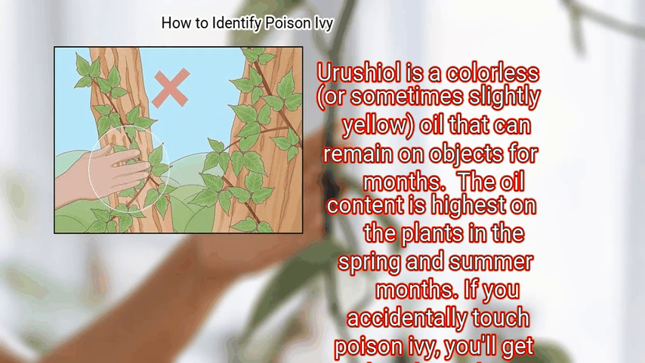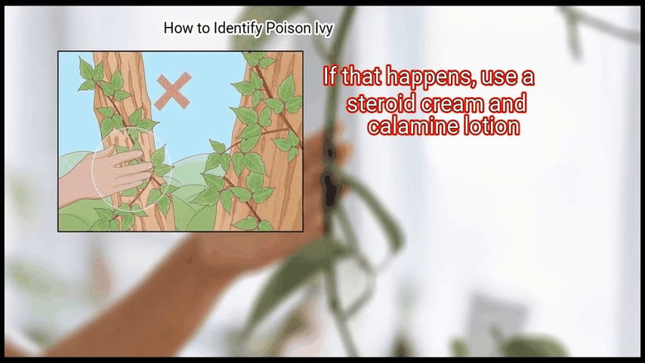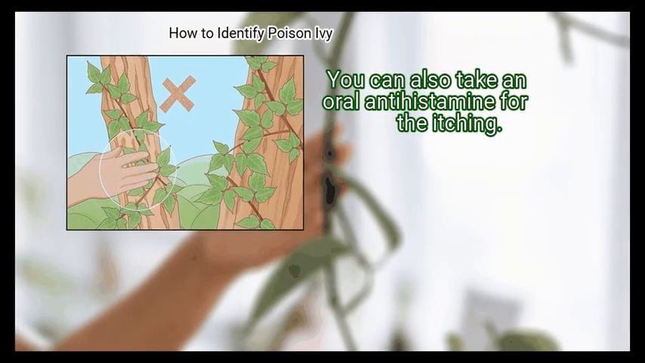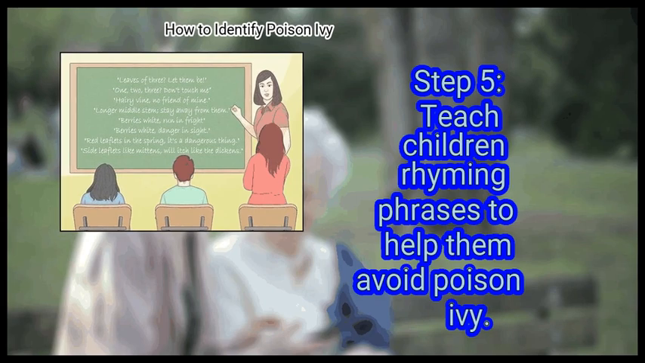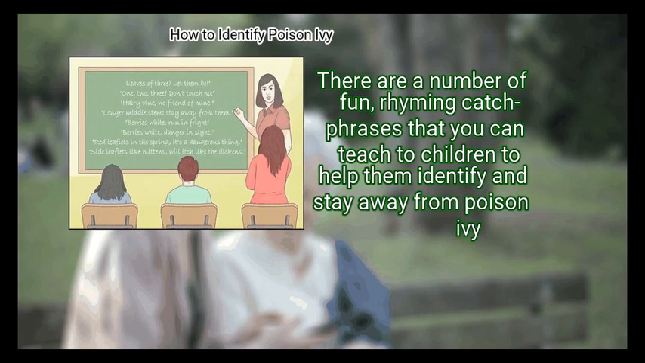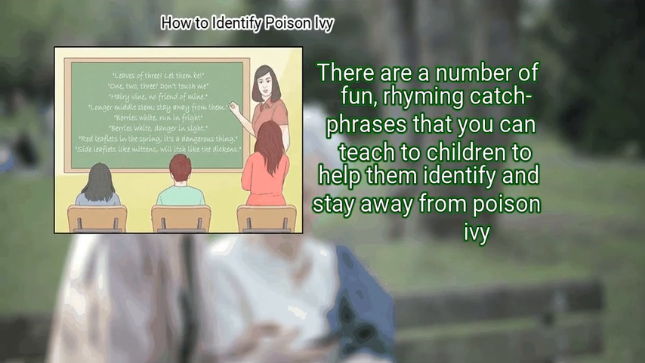If you accidentally touch poison ivy, you'll get a rash with patches or streaks of red, raised blisters on your skin. If that happens, use a steroid cream and calamine lotion. You can also take an oral antihistamine for the itching. Finally, teach children rhyming phrases to help them avoid poison ivy. There are a number of fun, rhyming catchphrases that you can teach to children to help them identify and stay away from poison ivy. Here are some of them.